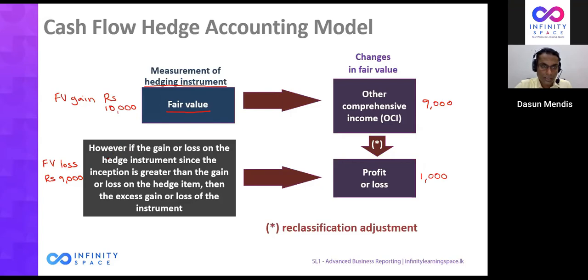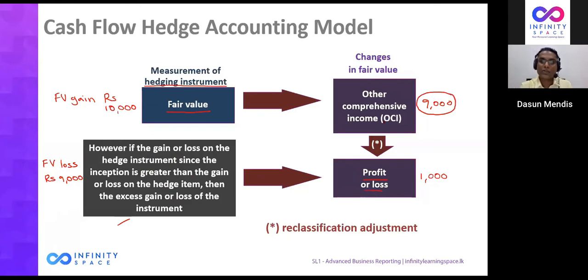So if you look at this particular box, however, if the gain or loss of the hedge instrument since the inception is greater than the gain or loss of the hedged item, then the excess gain or loss is taken to the profit or loss. Right. Coming back to this example, let's say 9,000 you have taken to other comprehensive income.